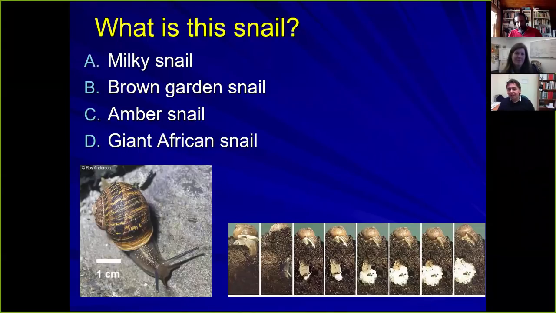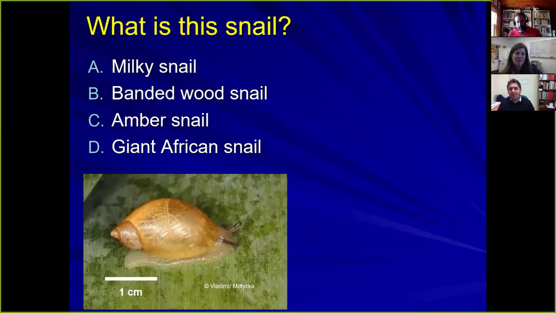So the next snail I'd like you to try and identify is this one. If you think it's the milky snail, you would press the first option. If you think it's the banded wood snail, you would press the second option. If you think it's an amber snail, you press the third option. And if you think it's a giant African snail, you would press the fourth option. Okay, just another 5 seconds. Looks like we've definitely got a consensus here. Okay, and I'll share those results.